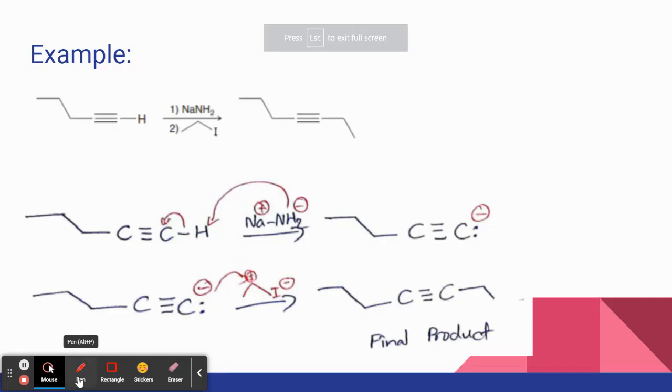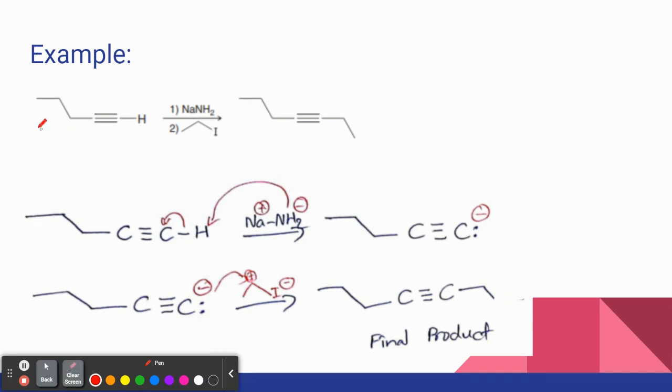Okay, look at the example. The terminal alkyne right here undergoes alkylation, where we use the strong base, which is NaNH2, and the alkyl halide that we use is ethyl iodide. So first, look at the mechanism. First, the strong base is going to attack the hydrogen on the terminal alkyne, and we'll get the alkynide ion.